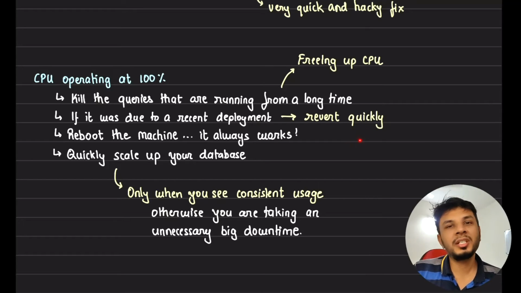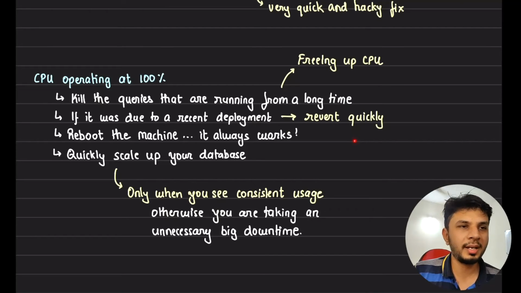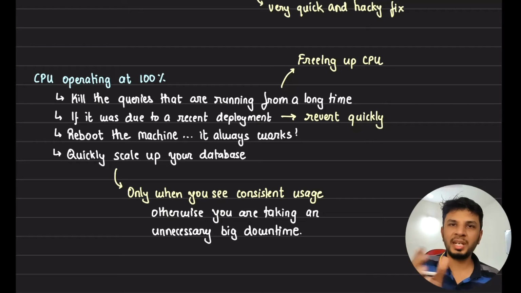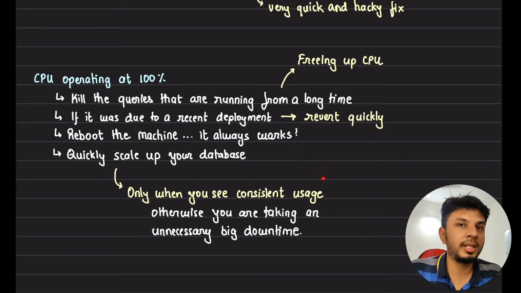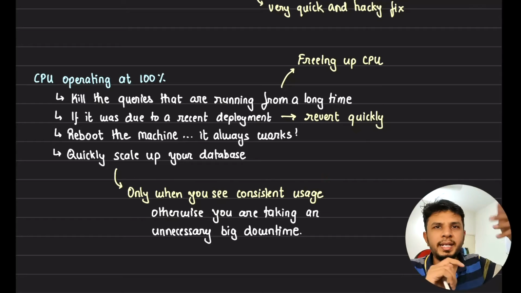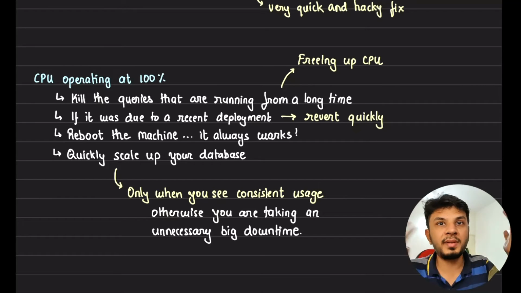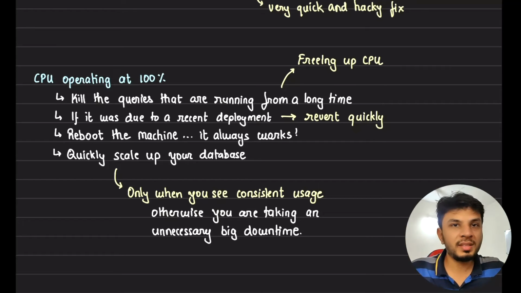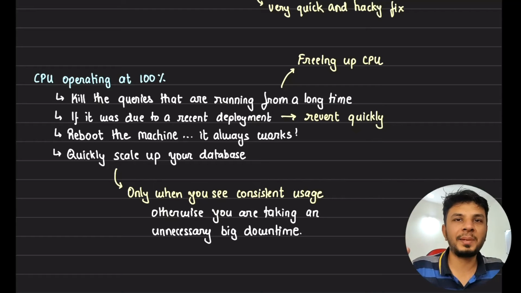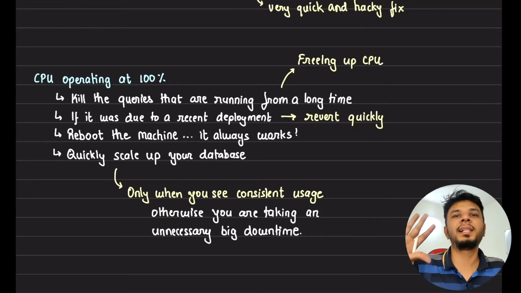Then third, reboot the machine. It always works. To be honest, if you are very clueless, just reboot the machine. If you know that you do not need to scale up and CPU should not be at 100%, just reboot it. It would take a couple of minutes, but at least you'll be able to minimize the downtime, and you might see another hiccup, but it will buy you some time. And if you see consistent usage, let's say your CPU was always around 80% and now it has hit 100% where you are not able to execute, that's when you decide it's time to scale the database up permanently.